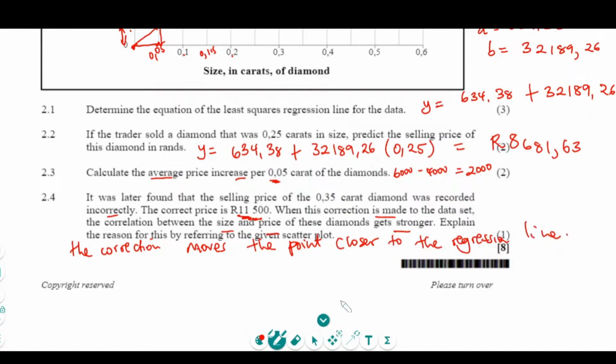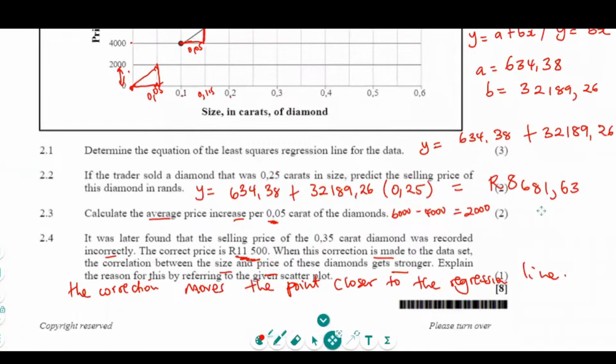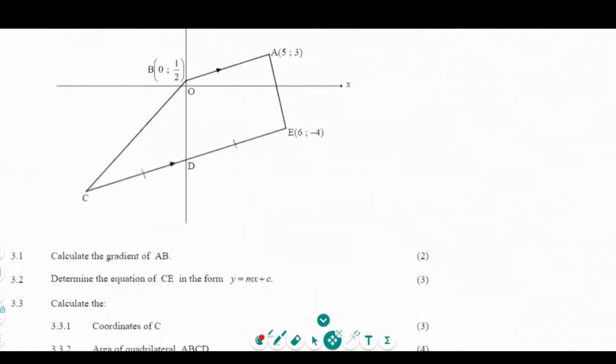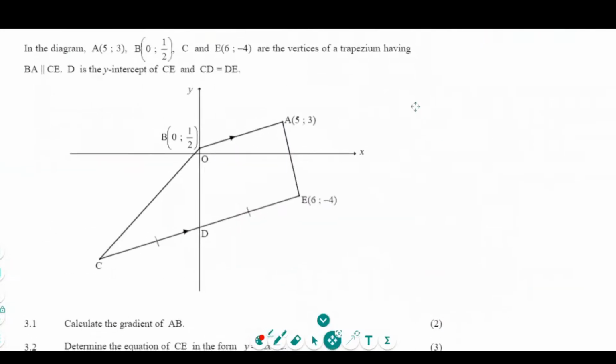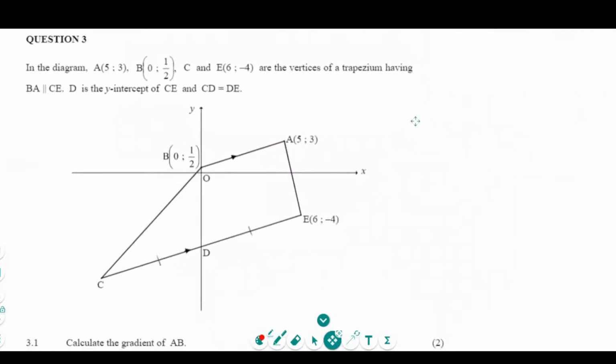Moves closer to the regression line, hence the stronger relationship. That is question number 2. Okay, we move forward, we move on. Question number 3, analytical geometry.